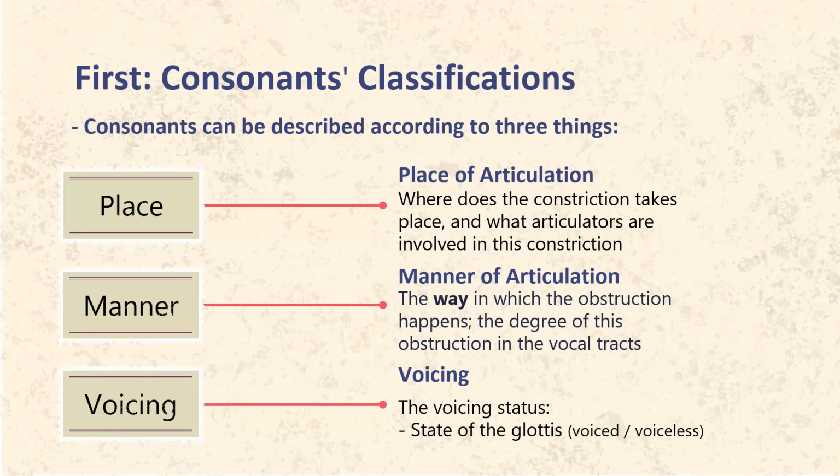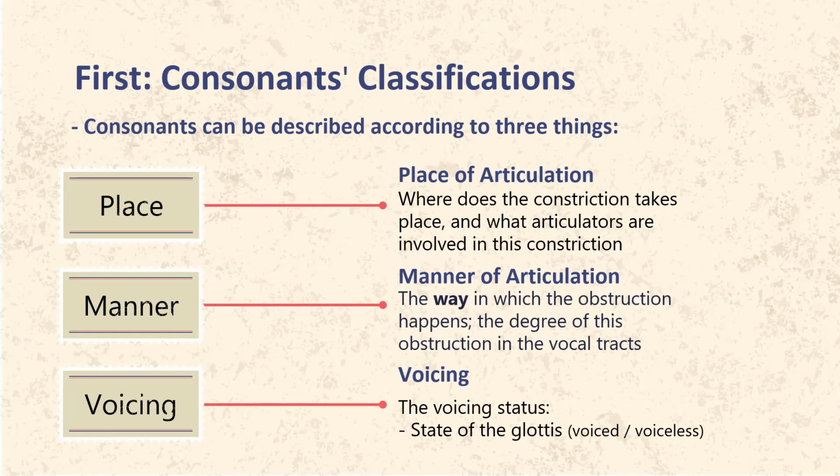The place is where exactly this obstruction happened. Where does the constriction take place and what articulators are involved in this constriction? يعني بمعنى آخر إيش هو المكان اللي بالضبط صارت فيه هذه الإعاقة للهواء وإيش هما ال organs of speech أعضاء النطق اللي شاركوا في هذه الإعاقة. حس إنه كلمة إعاقة شوية غليظة، خلينا نحكي عن كلمة توقيف، إيش هم الأعضاء اللي شاركوا فيه.